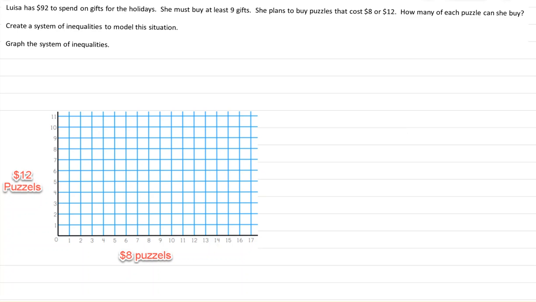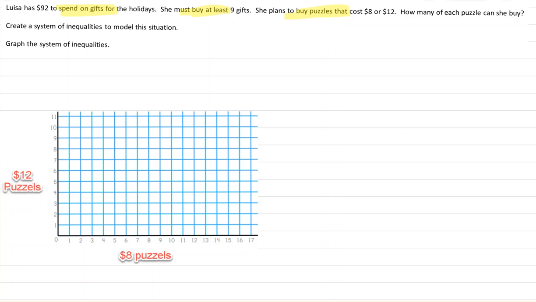First things first, we got to decide what's important. So I'm going to highlight these things. Let's see. We are spending money on gifts for the holidays. We need to buy at least 9. And what are we buying? We're buying puzzles. All right.